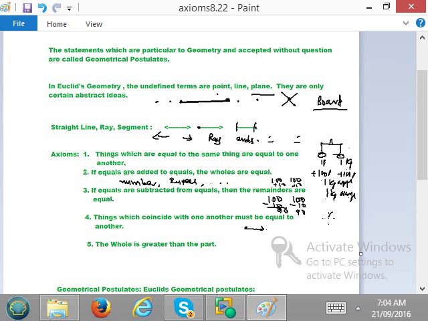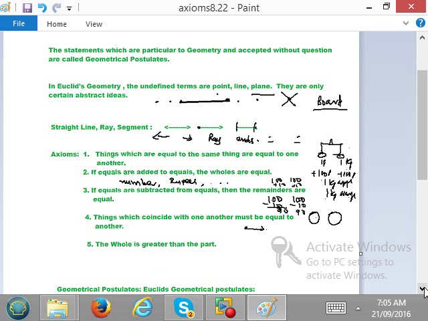For example, I'm drawing a circle. I don't know the area. So I take another circle and keep it over this one. These two are identical, equal, they coincide. There's no difference. Then they must be equal to one another. This is an example I'm telling.